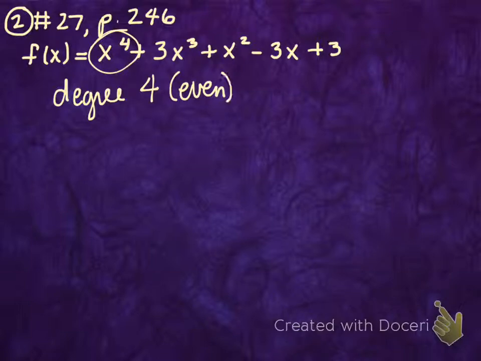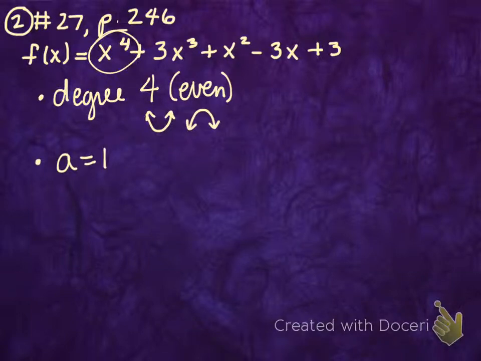And remember, even functions either do something like this, with some changes in the middle, of course, or something like this. Which one of those they do depends on the leading coefficient, but our leading coefficient here is 1, so we write a equals 1, which is greater than 0. So we know that our end behavior is going to look more like the parent parabola x squared.